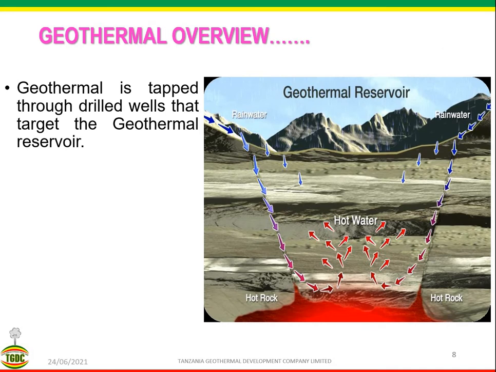Geothermal is tapped through drilled wells that target the geothermal reservoir. And as you can see, this is the geothermal reservoir. To explain a little bit, when rainwater penetrates beneath the Earth's surface, some amount of water is trapped in the reservoir, and this is what makes a geothermal reservoir.